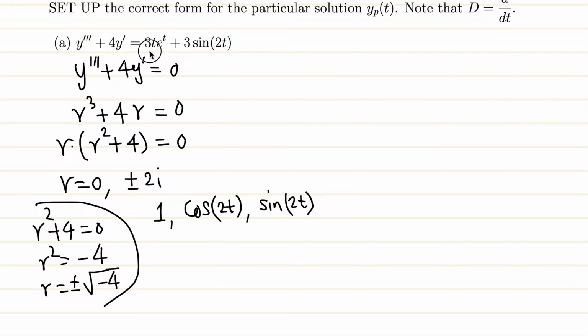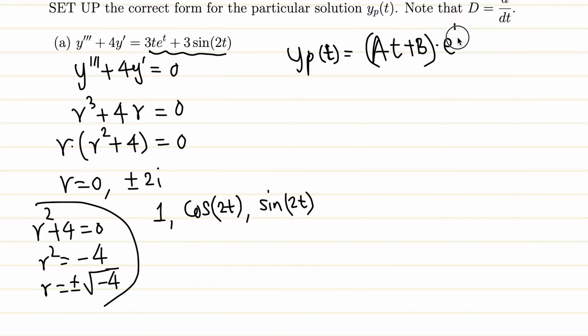But our goal is to determine yp based on this. So let's write down an initial guess and we'll correct it if needed. First is 3t times e to the t. It's a degree 1 polynomial times e to the t. So 3t is degree 1, which means we write a general degree 1 polynomial, at plus b, times e to the t. So it will be like this. We don't need another constant.